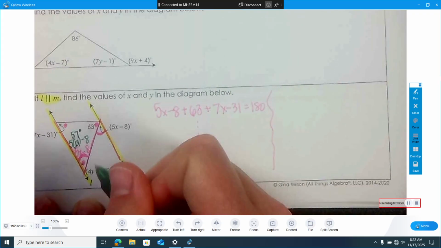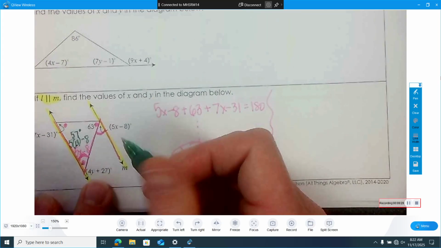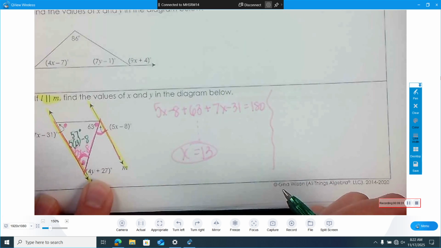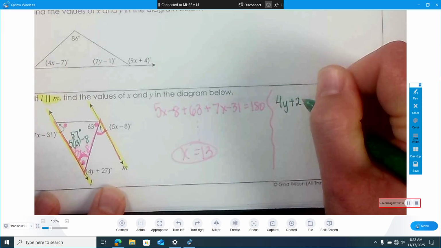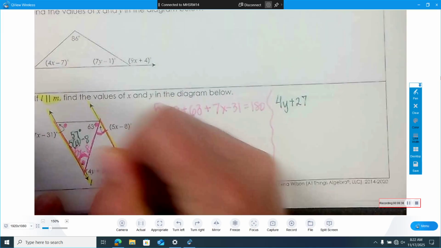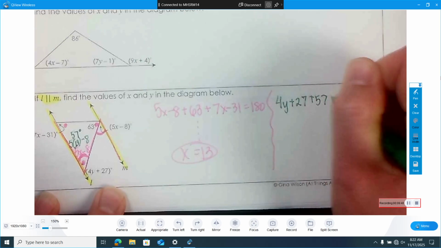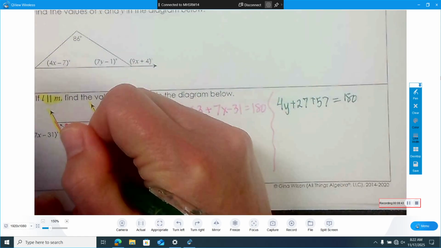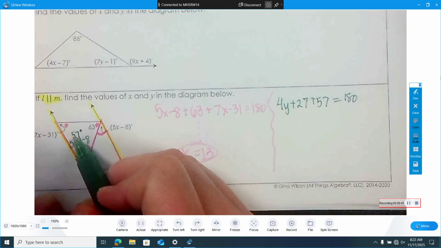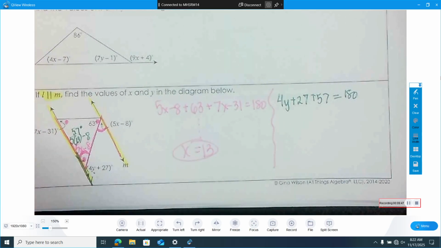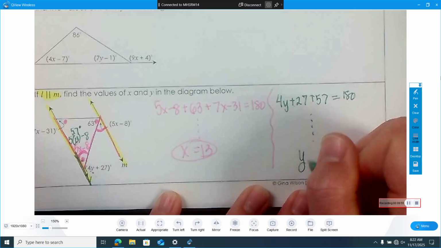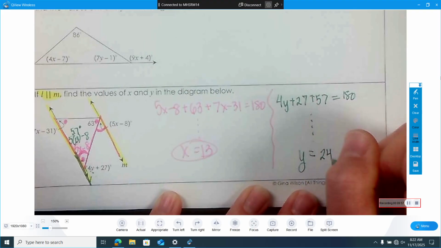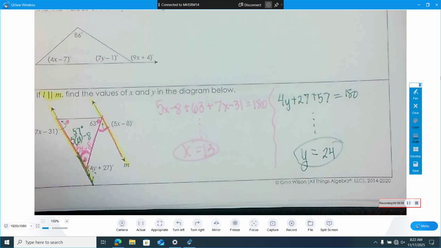And then Cash said we had a linear pair. That's that 4y plus 27? Yeah, so 4y plus 27 equals 123. Okay, so I'm going to do 4y plus 27 plus the 57 equals 180 because they form this straight line. So I can just add them together and they should equal 180. You went ahead and subtracted that 57. That is totally fine. And it will turn out that y is going to equal 24 when we're done with that.